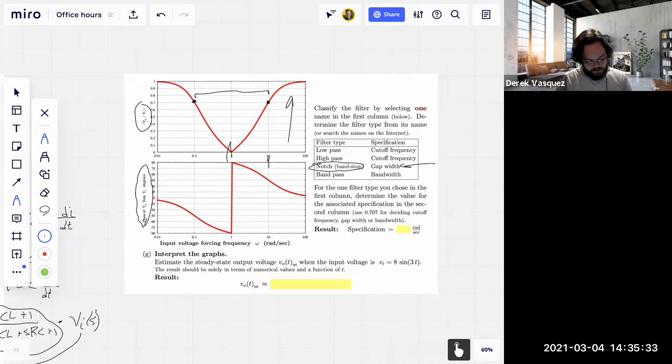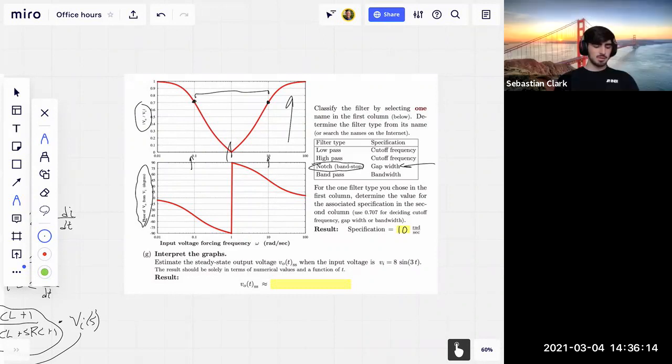So you can see it's from 10 to 0.1 radians per second. So that's approximately 10 radians per second is the width of that gap. And so that's like the specification of this notch filter. When you're designing it, you ask yourself, how wide should this notch be? And that's what we have here, 10 radians per second of frequency that's not going to pass through this filter.